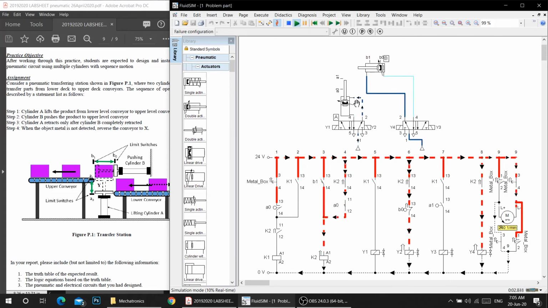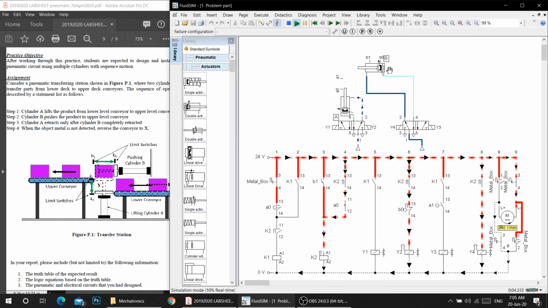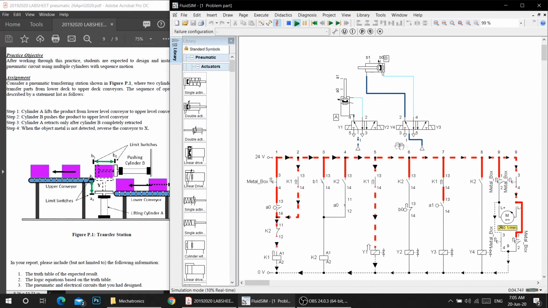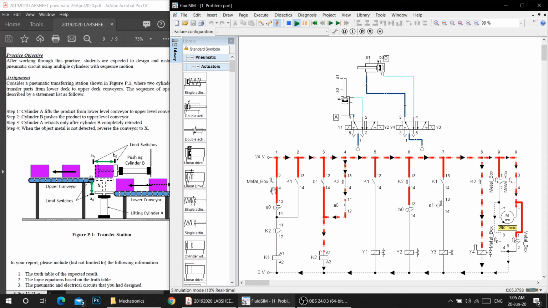Let me explain about the whole sequence. First of all, the cylinder A will lift up the boxes and the cylinder B will push the box to the upper layer conveyor. And the cylinder A will hold in position until cylinder B has returned back to B0 position. And the sequence will continue to repeat whenever a metal box is detected.